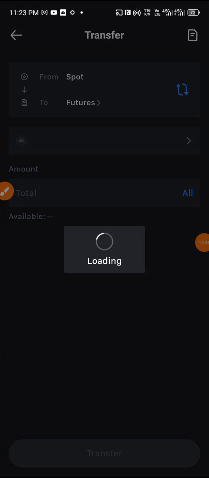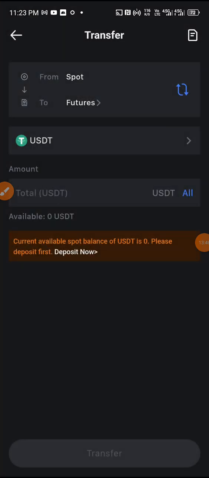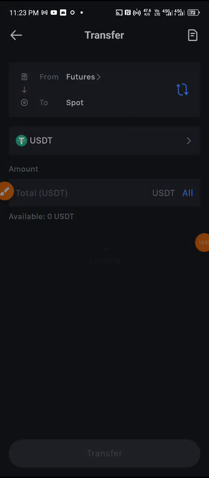So this place is to transfer from one place to another. You can say from spot to futures or from futures to spot. It's very simple.